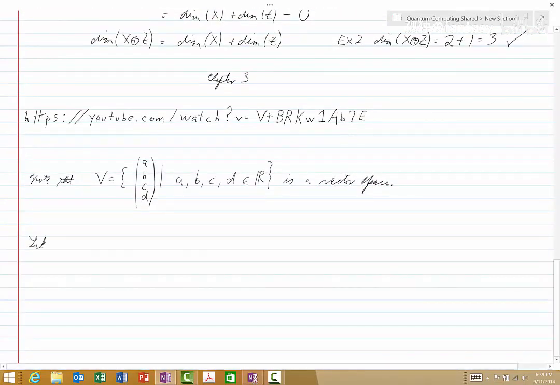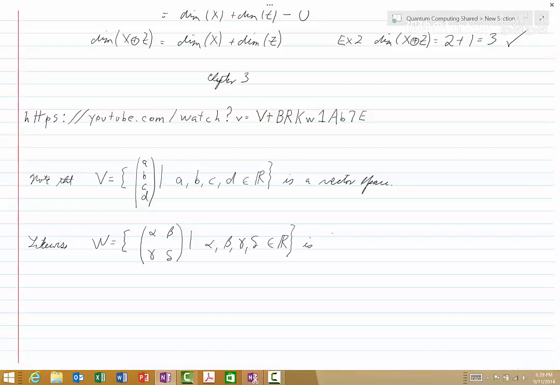Likewise, W, which is equal to the set of all 2 by 2 matrices, let's maybe call it alpha, beta, gamma, delta, such that alpha, beta, gamma, and delta are all real numbers. If we define matrix addition and scalar multiplication of a matrix in the normal way, then that is also a vector space.